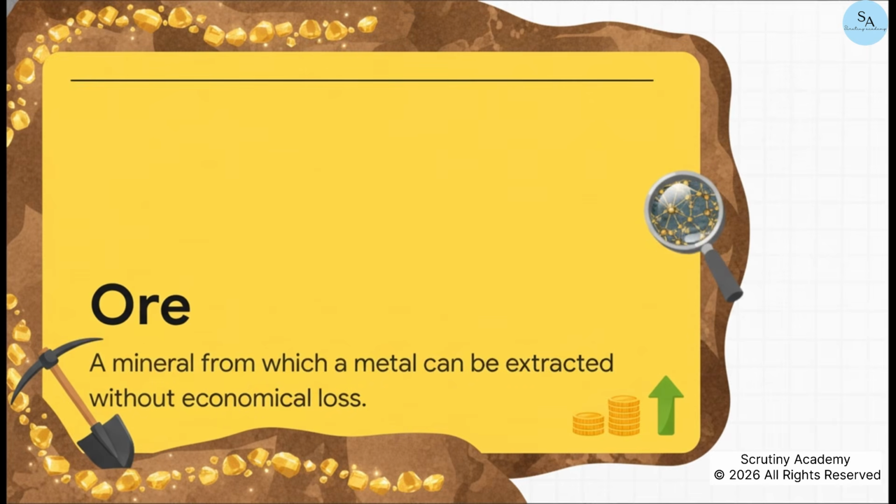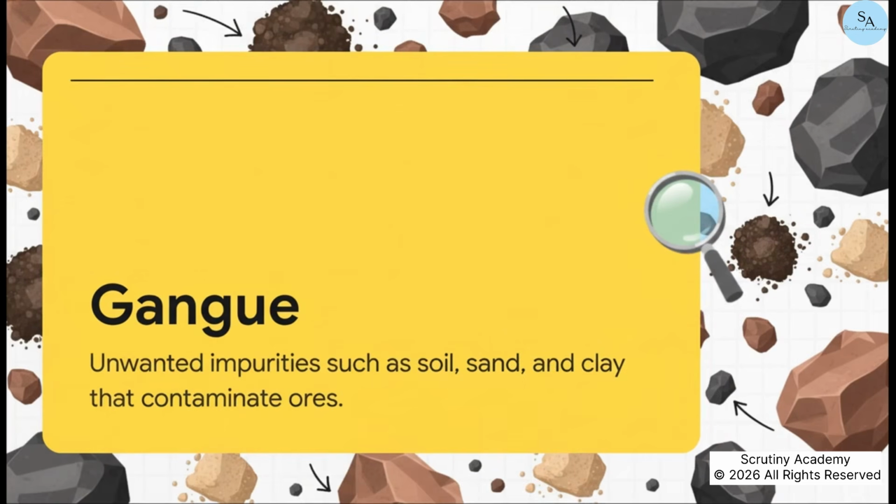It has to have enough metal in it to make all the digging and processing actually worth the money. It's all about the economics. So when you dig up an ore, it's not going to be clean. Nope. It's mixed with a ton of useless junk. Sand, dirt, little rocks. That junk has a name, and it's called gangue. And our first job is always to get rid of it.